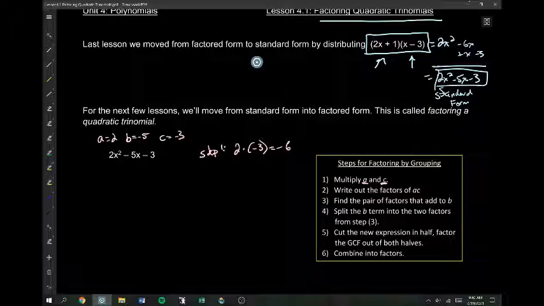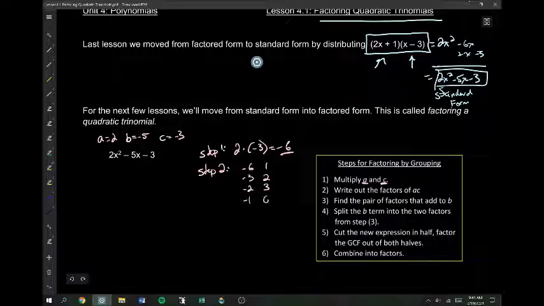Step 2 is to write out the factors of AC. That means write out the factors of negative 6. Well, the factors of negative 6 are negative 6 and 1, negative 3 and 2, negative 2 and 3, or negative 1 and 6. It means find everything that multiplies to negative 6. All the whole numbers that multiply to negative 6. So negative 6 and 1, negative 3 and 2, negative 2 and 3, negative 1 and 6.